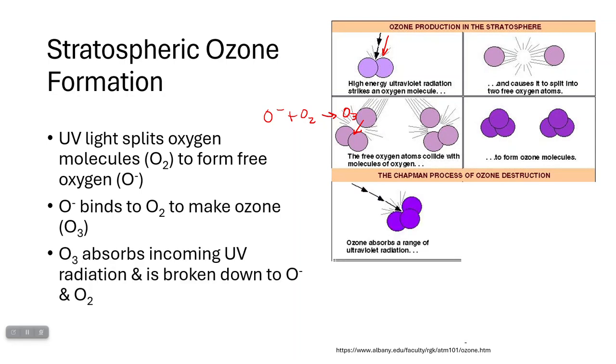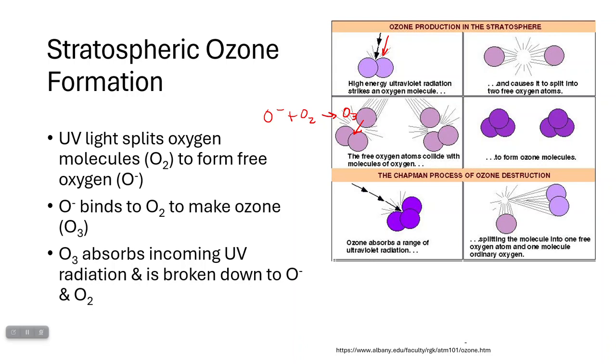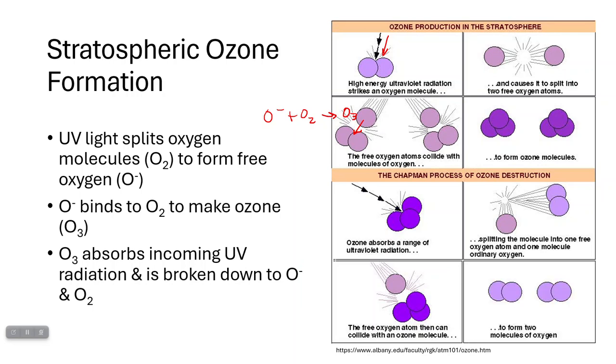Then what happens also is sometimes UV radiation hits an ozone molecule. When it does, it splits that ozone molecule into a free oxygen molecule and then an oxygen atom. And these free oxygen atoms are very reactive. So that oxygen atom can then hit another ozone molecule, and that forms two molecules of oxygen.